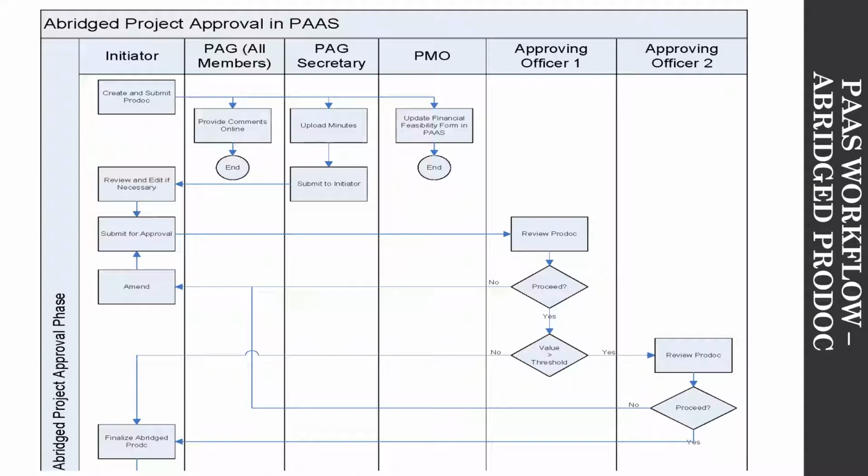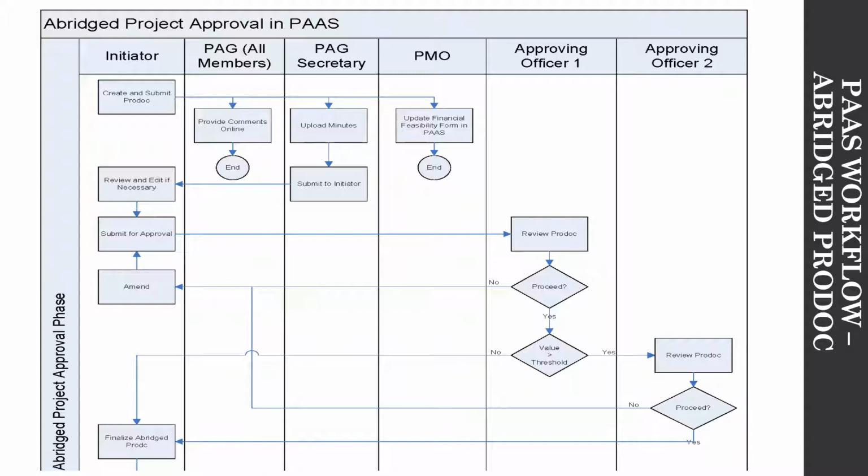That's why when the PAG secretary uploads the minutes and clicks submit, it goes to the initiator, who is the project manager, to update. So now it's back in the project manager's inbox. He or she opens that and makes the edits, makes the necessary review and adjustment, and submits for approval. When he or she clicks submit for approval, it goes to the approving officer. Depending on the threshold, the system would automatically take it to the appropriate approving officer. So now it's in the inbox of the approving officer.